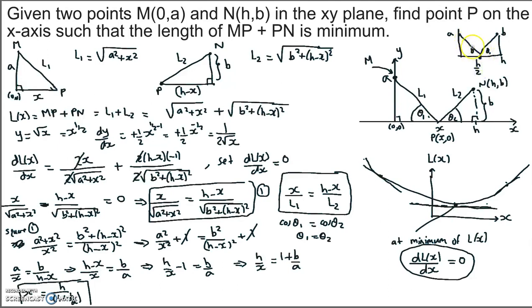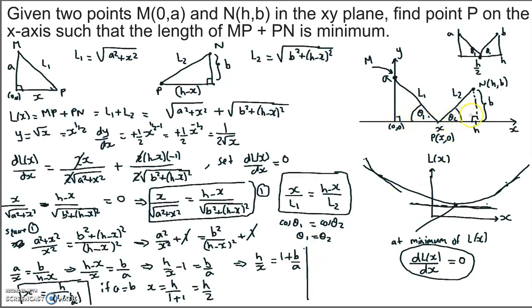In order for these 2 angles, theta 1 and theta 2, to be equal, this point here on the x-axis has to lie halfway in between. And we can see here, if a equals b, x equals h over 1 plus 1, which equals h over 2. So the solution has a nice geometric property, and it's the following.